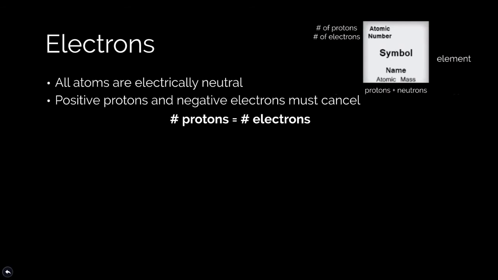This is why when I said earlier that our atomic number tells us the number of protons, it also tells you the number of electrons, because in order to be balanced and electrically neutral, these two numbers always have to be the same.